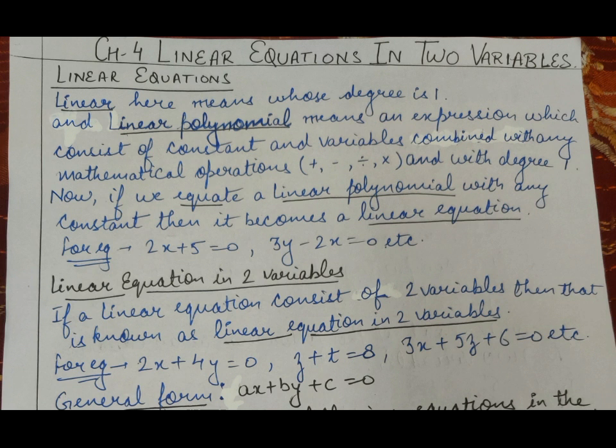Similarly, you can take another example, that is z plus t is equal to 8. Another can be 3x plus 5z plus 6 is equal to 0, and so on. Then you can write the general form of a linear equation in two variables, that is ax plus by plus c is equal to 0.